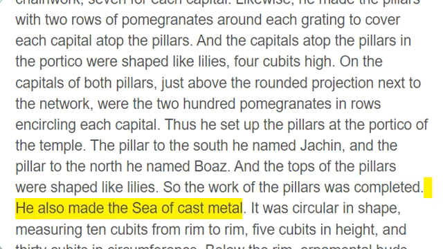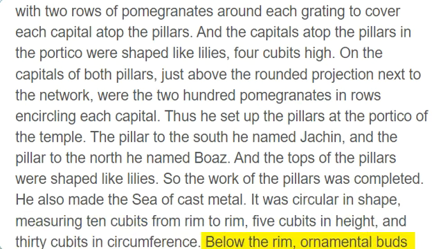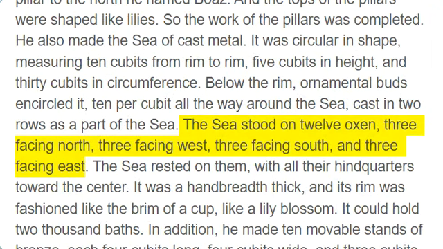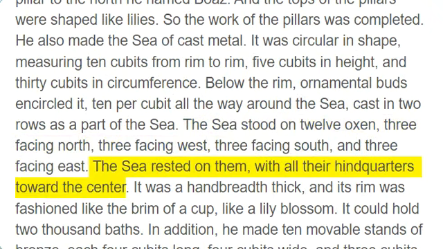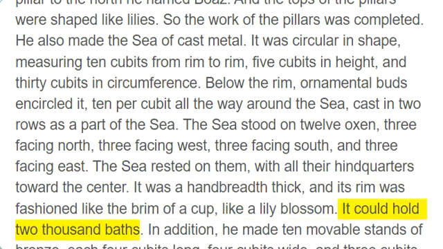He also made the sea of cast metal. It was circular in shape, measuring 10 cubits from rim to rim, 5 cubits in height, and 30 cubits in circumference. Below the rim, ornamental buds encircled it, 10 per cubit all the way around the sea, cast in 2 rows as a part of the sea. The sea stood on 12 oxen, 3 facing north, 3 facing west, 3 facing south, and 3 facing east. The sea rested on them, with all their hindquarters toward the center. It was a handbreadth thick, and its rim was fashioned like the brim of a cup, like a lily blossom. It could hold 2,000 baths.